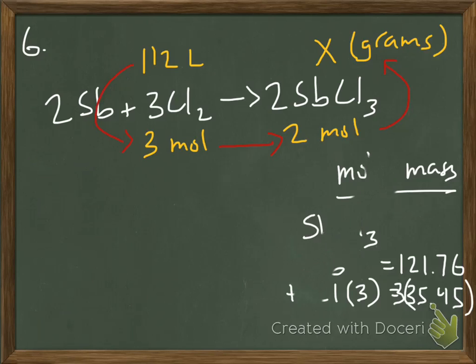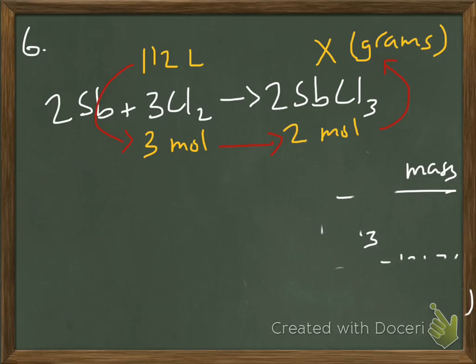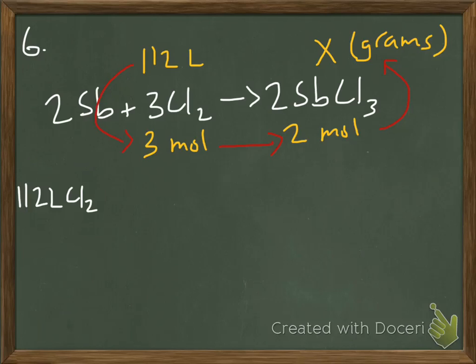Okay, let me get my eraser and erase that. So you need to have that number, and you've got to write it down somewhere. Now we can solve the problem. We're going to start with 112 liters of chlorine, and the first stop is to go to moles of chlorine. So the top is moles of chlorine, the bottom is liters of chlorine.